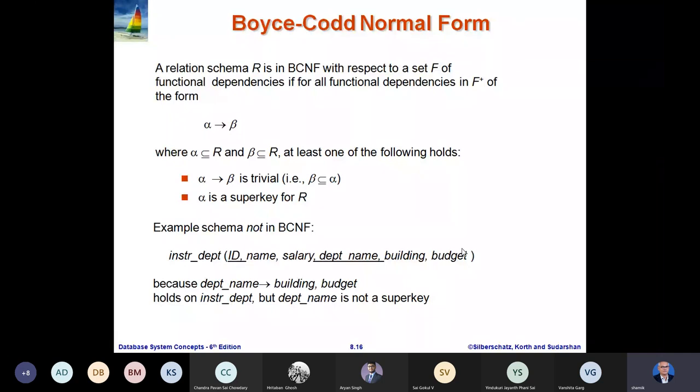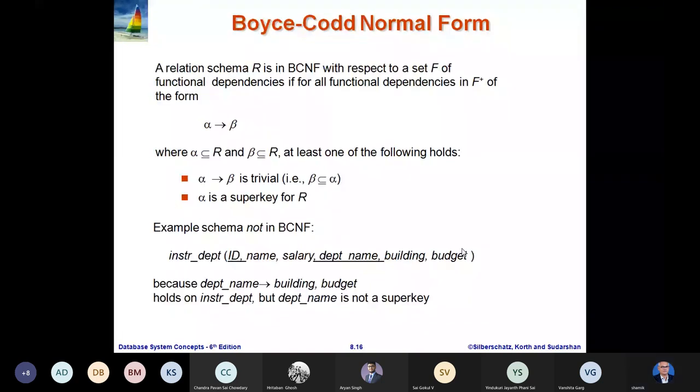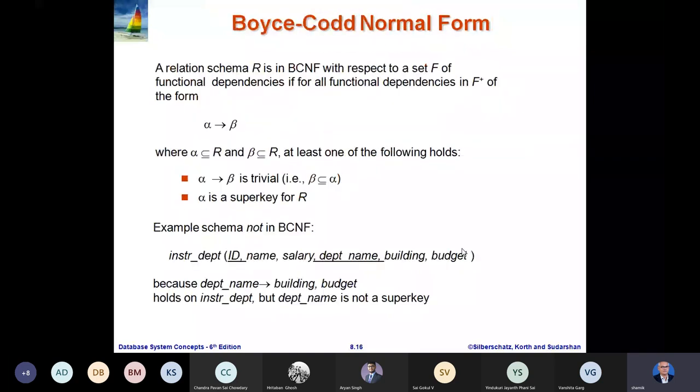So this is something that you have to understand, that R is in BCNF with respect to a given set F of functional dependencies. That means that we are given a schema R, that means we are given what are the columns of R, and we are given a set F of functional dependencies, that is, FDs like this, say A to B, B to C, etc. And then the definition of BCNF is with respect to all functional dependencies that are there in F plus, which is, as we said, the closure of the set F of functional dependencies.